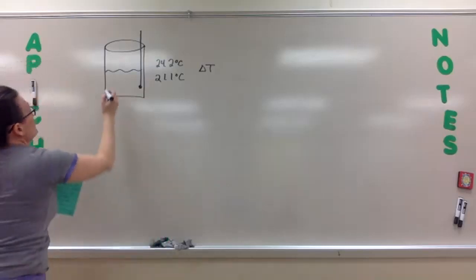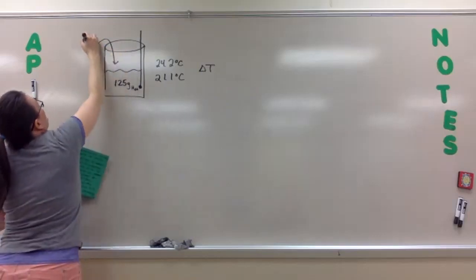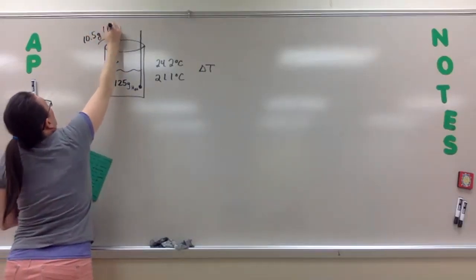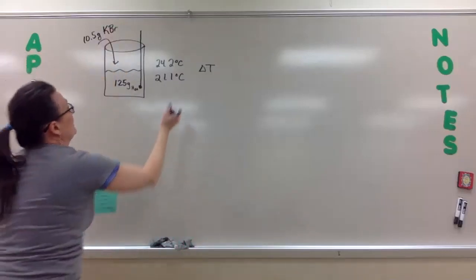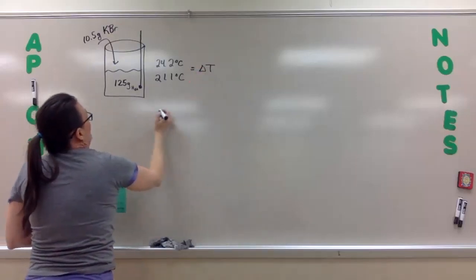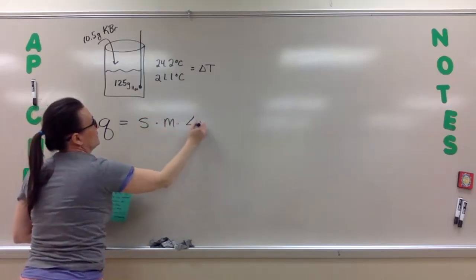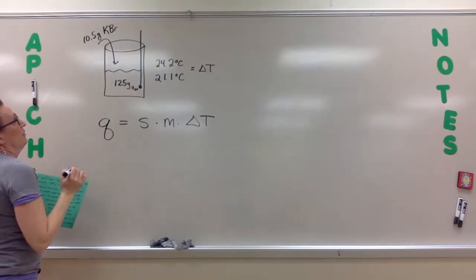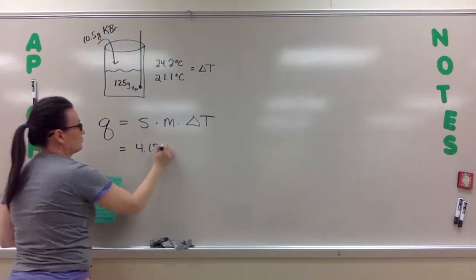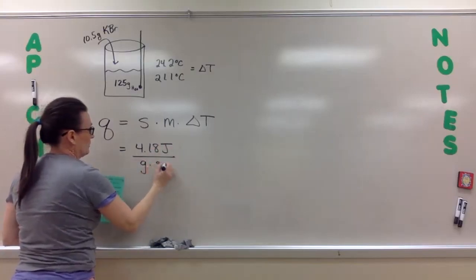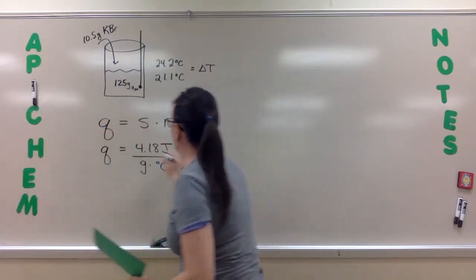We have 125 grams of water in here, but we're putting in 10.5 grams of potassium bromide, okay? All right, we know that the heat capacity, so I can help with delta T. We know we want to use Q equals S or C, mass, and delta T. But we also know that the heat capacity they're telling us of the whole solution is 4.18 joules per gram per Celsius. Now, here's what I need you to do before you do anything else, okay?